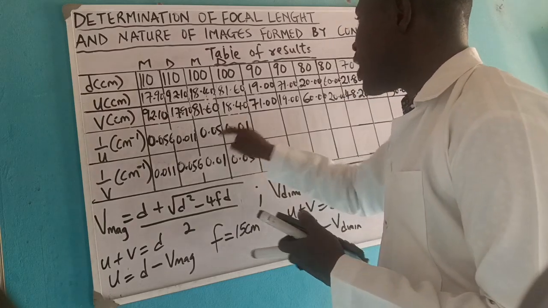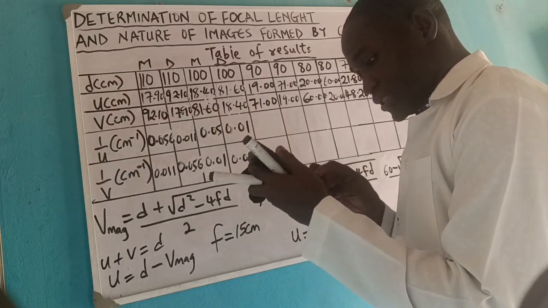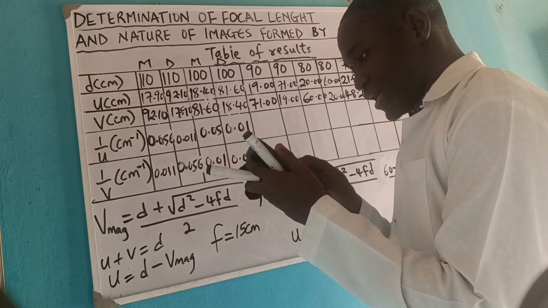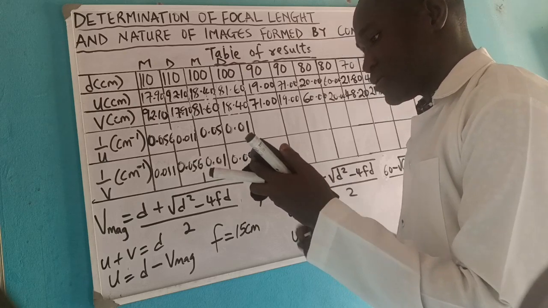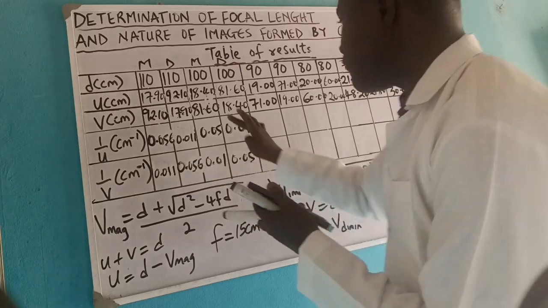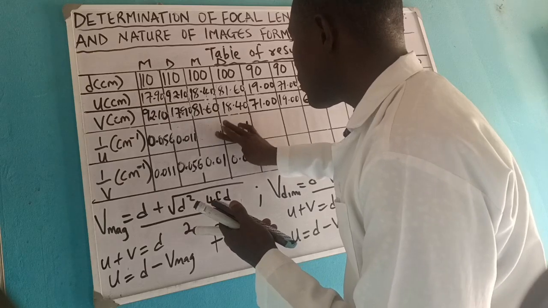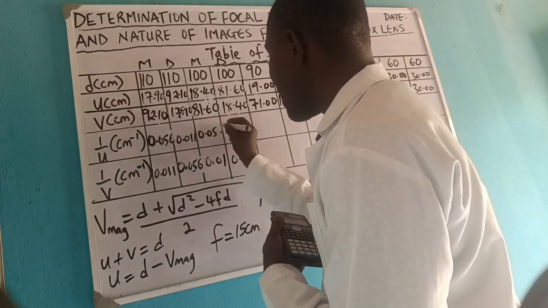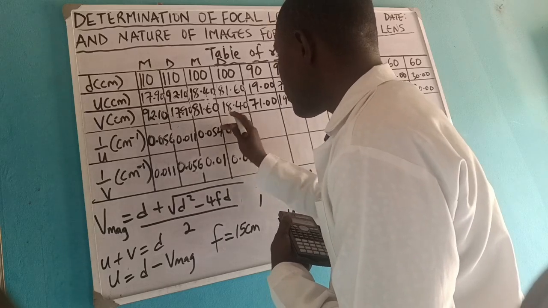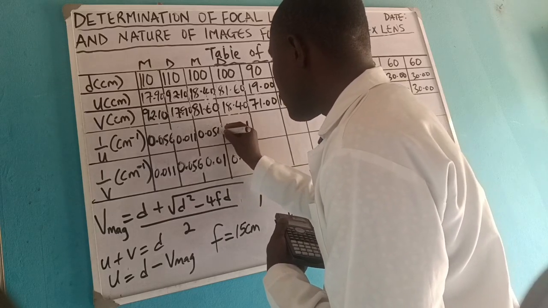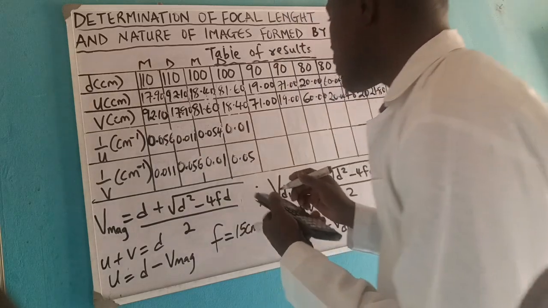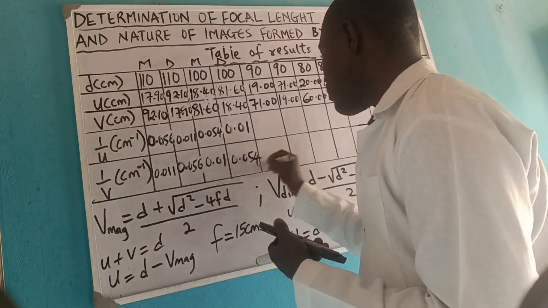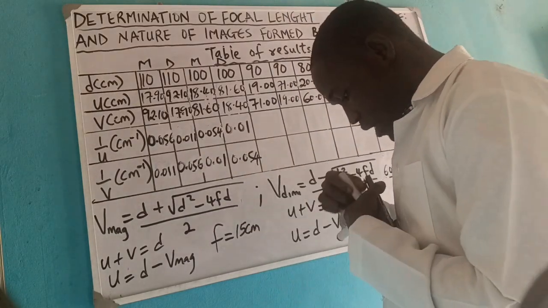Then for this one, 18.4 inverse is 0.054. Then we'll go again.